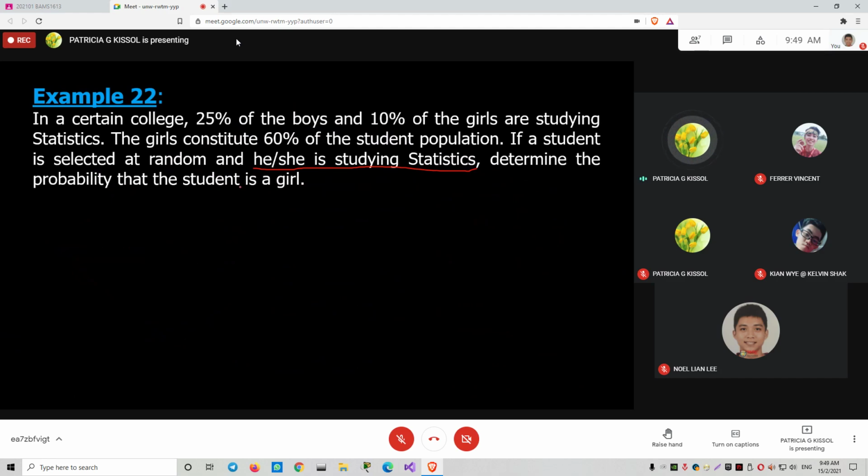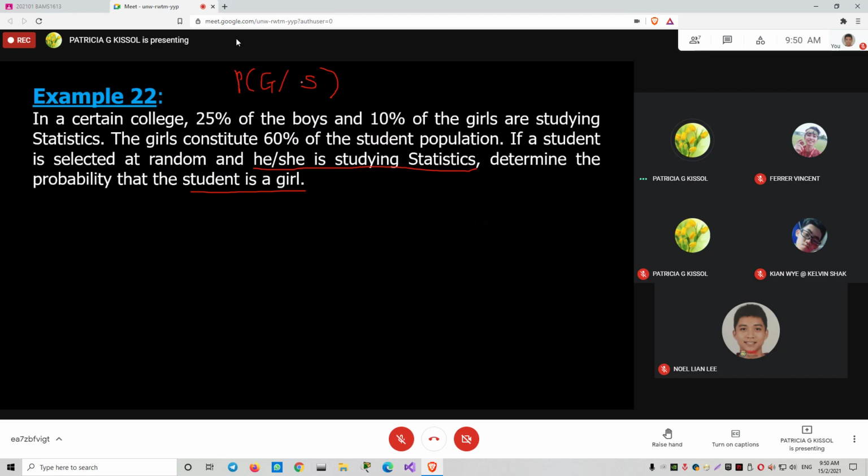So what we want to find out, what probability should we be writing? What is the given value? And what is it that we want to find out? G over S. That means we want to find the probability of girl given that he or she is studying statistics.